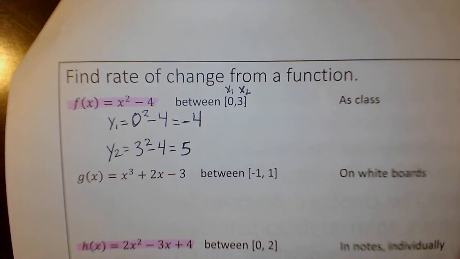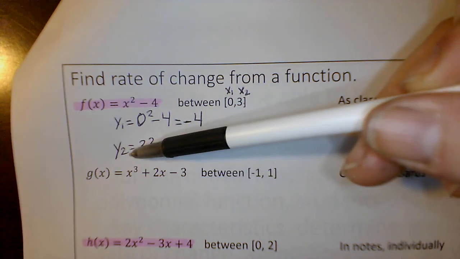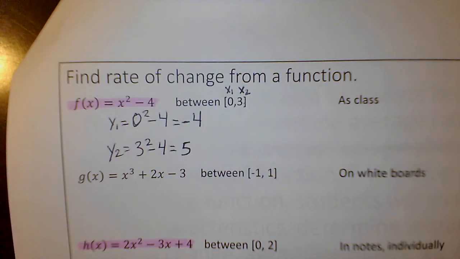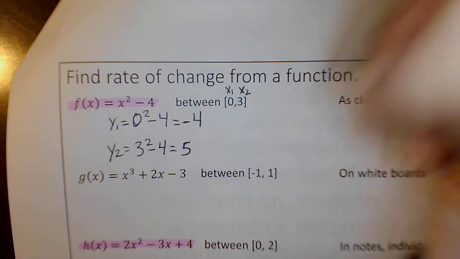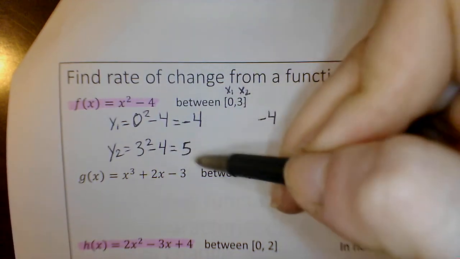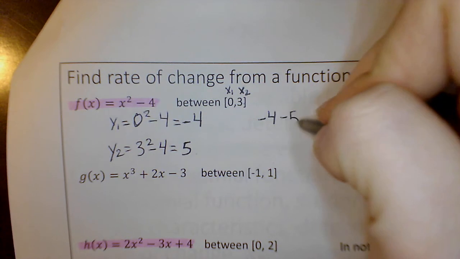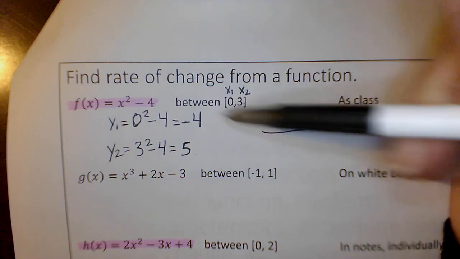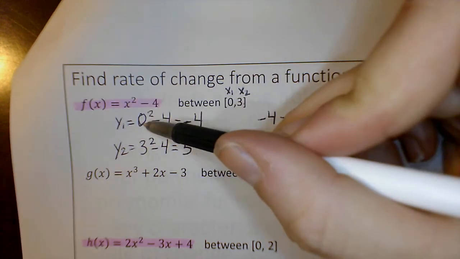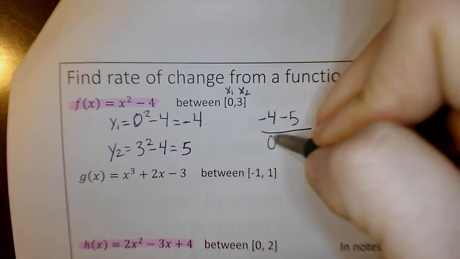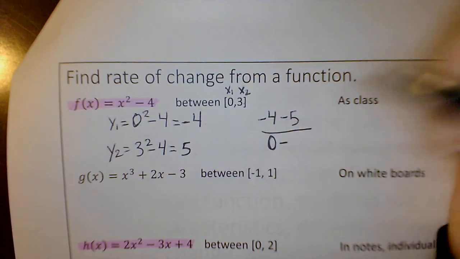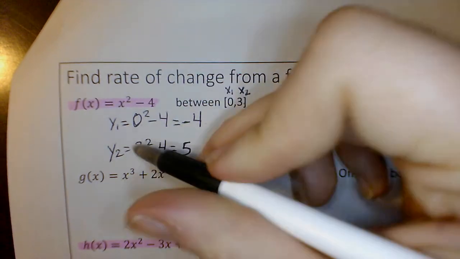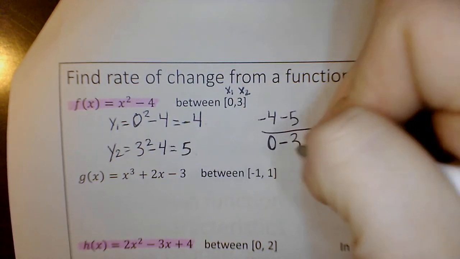So now going to my rate of change equation, we're going to take both of our y values and subtract them. I'm going to do this one backwards of how I have been doing it. I've been doing the y2 first. I'm going to show you that it doesn't matter. So I'll do -4 minus my other y value. And the thing that's important is this -4 happened when we plugged in 0, so the 0 needs to go first. And this 5 happened when we plugged in 3, so my 3 is going to go second.